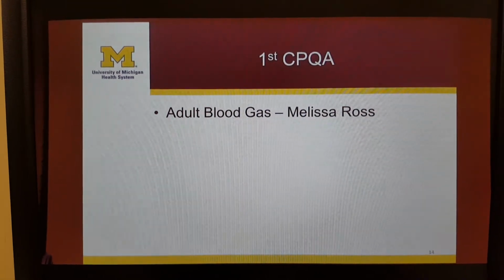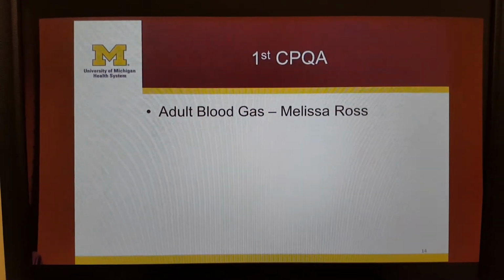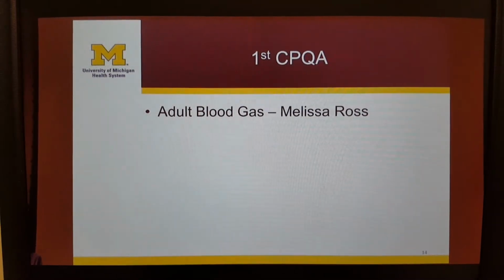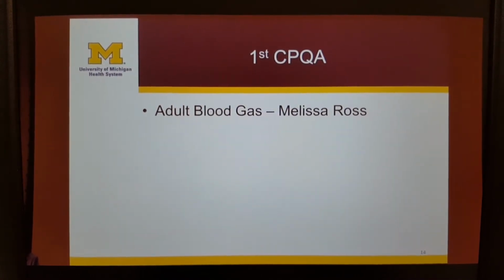So let's get on to the first CPQA presentation of the day. Melissa Ross is going to present to us from the adult blood gas area. Melissa.